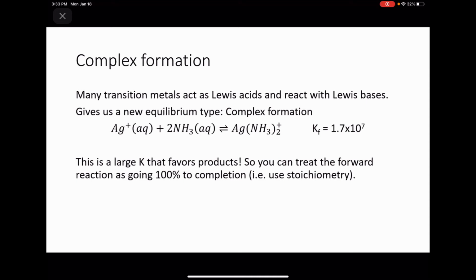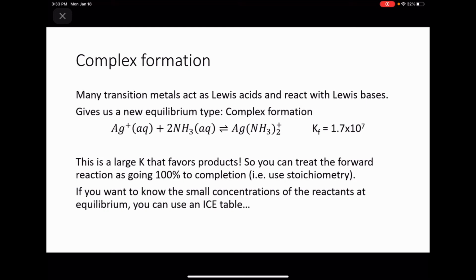So if we were to want to know how much complex we formed, we'd basically treat this like stoichiometry. We would say it's 100% completion, which one's my limiting reactant, and then how much silver ammonia would I get. If we wanted to know how much silver is left over or how much ammonia is left over after the reaction, we'd have to go back through and do an ICE table. And there are examples in your book. I'm not going to do one here. We've done plenty of ICE tables. We do plenty of them in class. But that's how you would go about doing that.